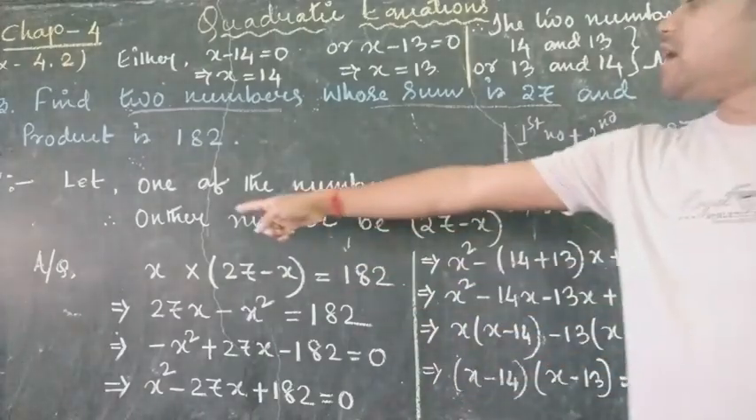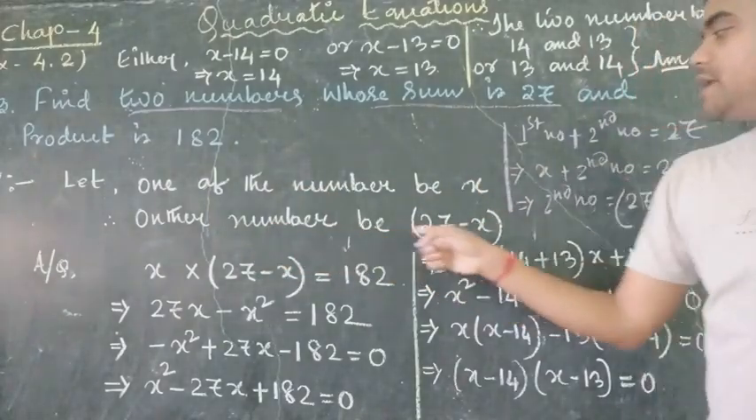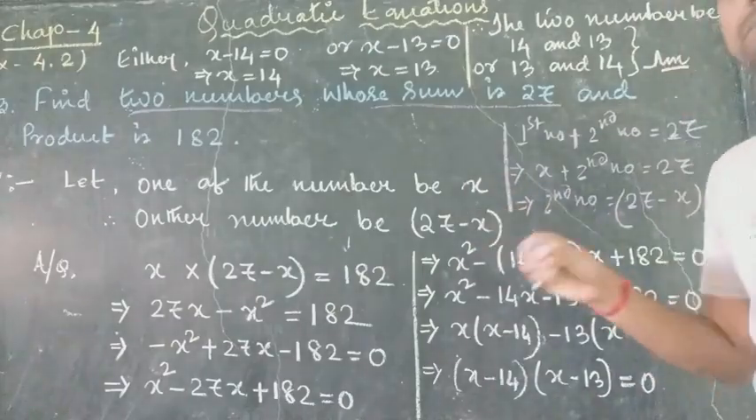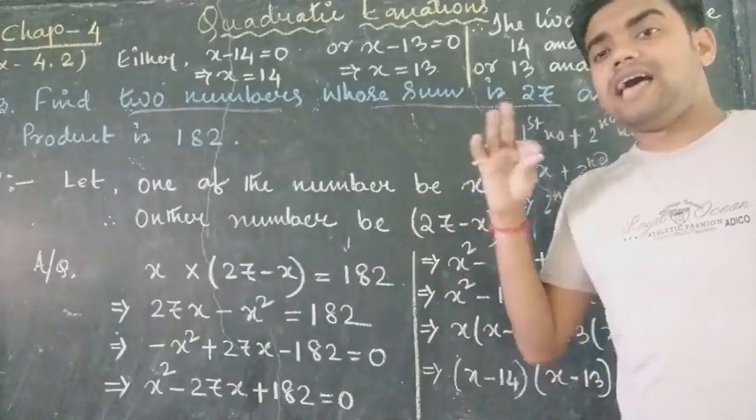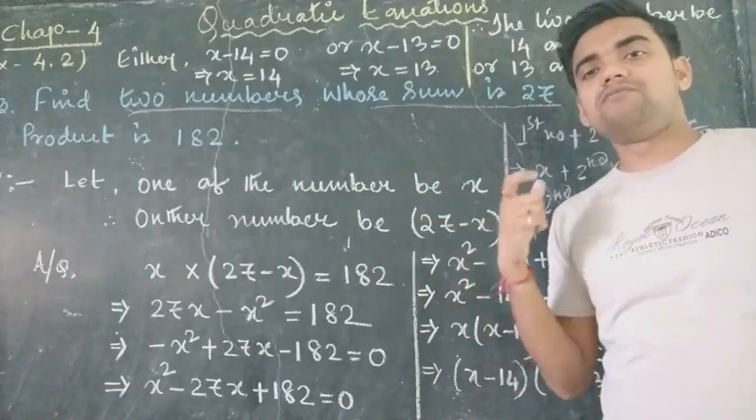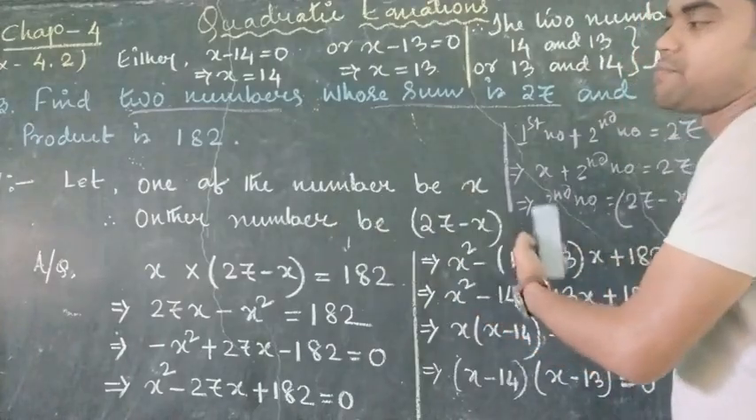So that's why I write here: one of the numbers be x and another number be 27 minus x. Okay, so these are the two numbers. This is a temporary number. We don't know the exact numbers, so we take a variable term. One of the numbers be x and another be 27 minus x.